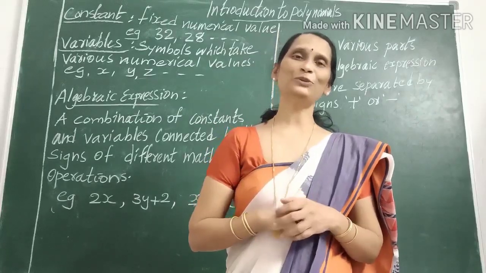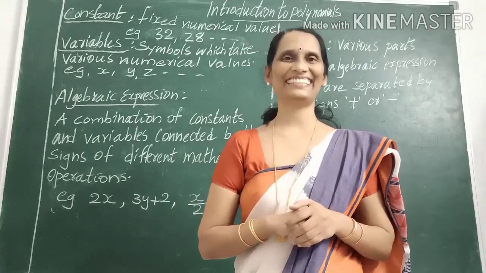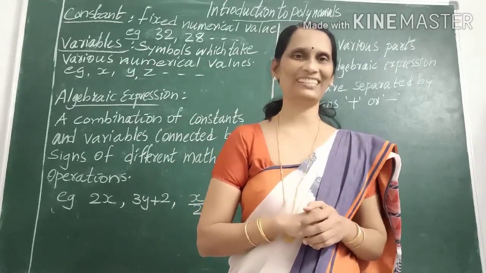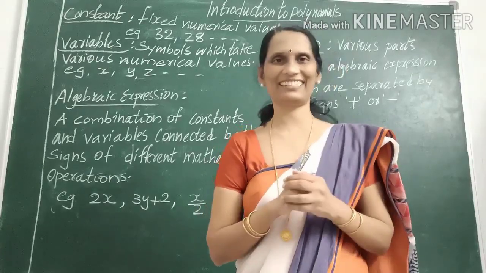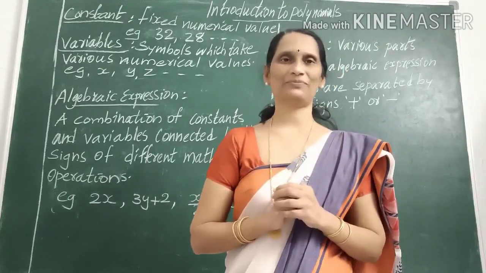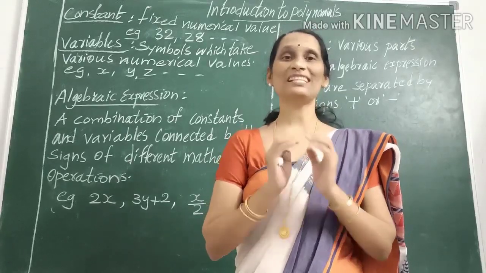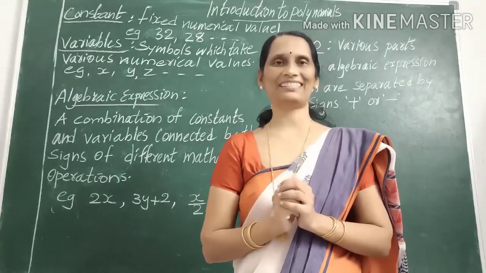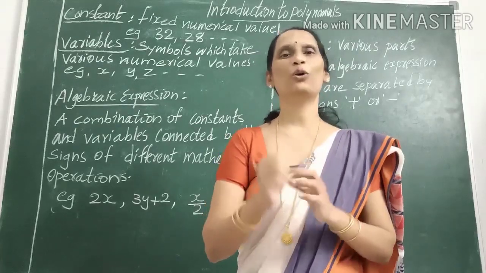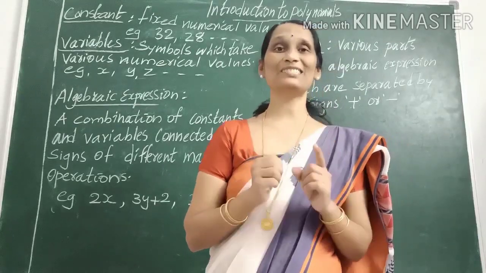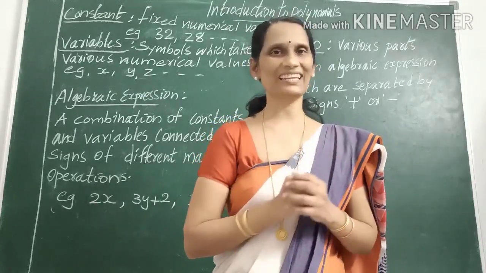How many teeth do you have? Yes, it is 30, 32 maximum, right? You know how many teeth you have. It's a fixed number, a fixed numerical. Such a type of fixed numericals we use in the chapter algebra or in polynomials is known as constant.